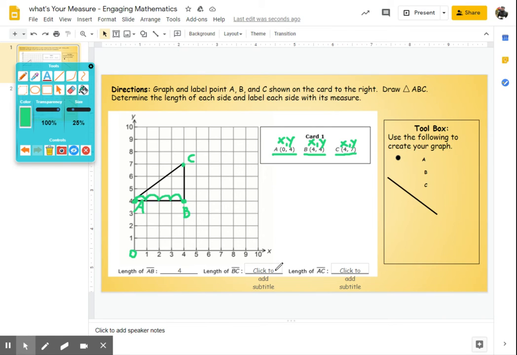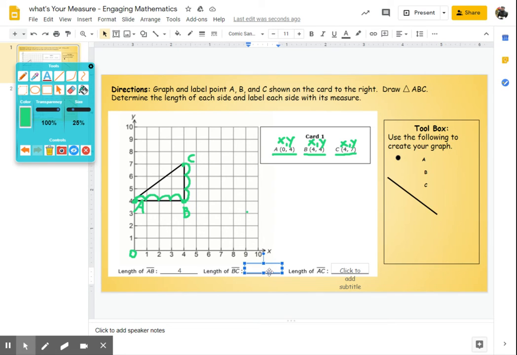The same thing with a vertical line. If I look at the length of line BC, so I'm going from B to C, since it's vertical, again, I can just count the squares it takes me to get from point B to point C. If I start at B, I need to go up 1, 2, 3. So the distance from B to C, I'm going to put a 3.